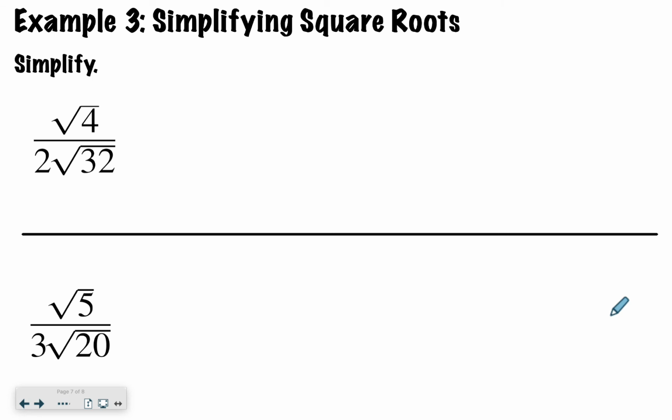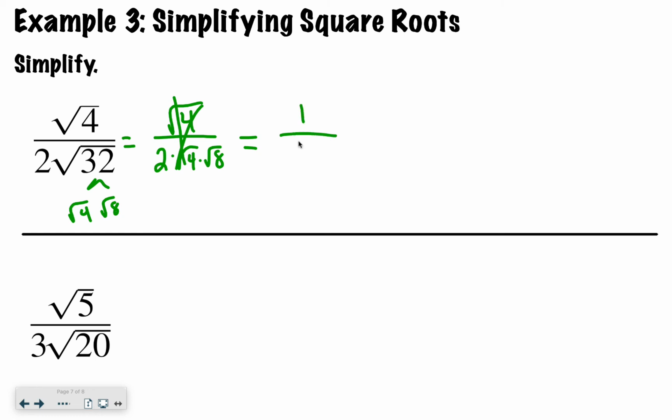Let's move on to another example. So here we go. We have the square root of 4 on top. So I'm going to leave that there for just a minute, okay? And then I have 2 times the square root of 32. 32 is the same thing as 4 times 8. So I have 4 and then 8. So I see I have a square root of 4 on top and bottom, which means that this square root of 4 becomes a 1 over 2 square root of 8.